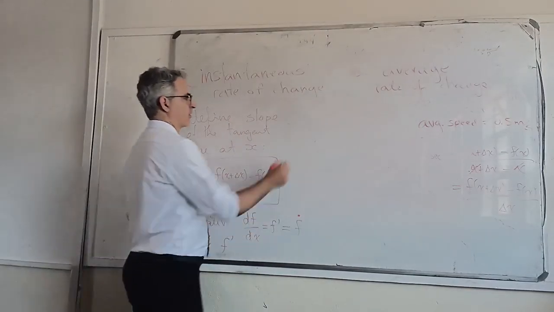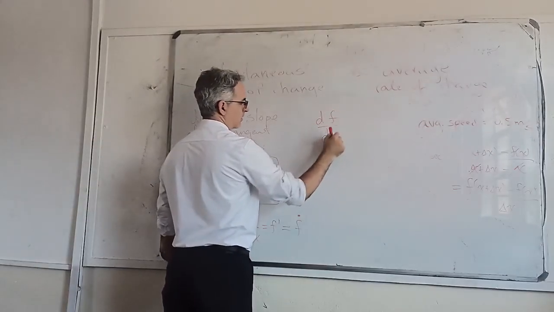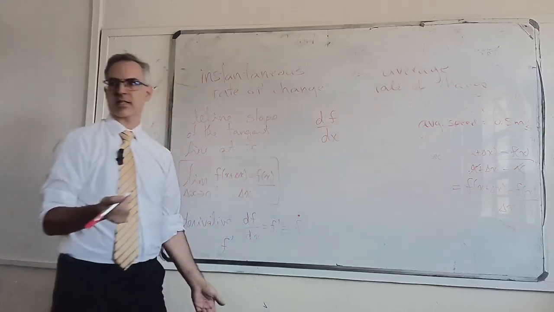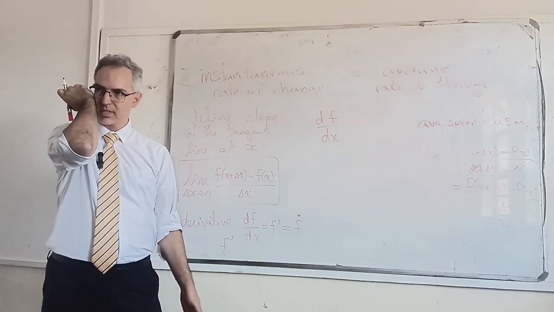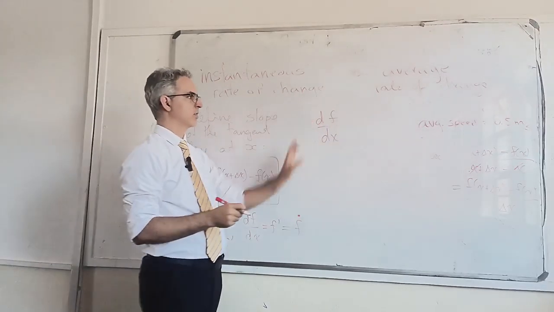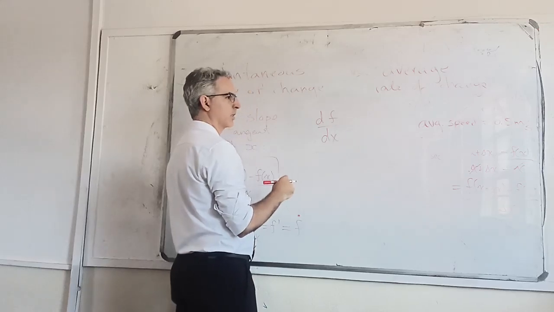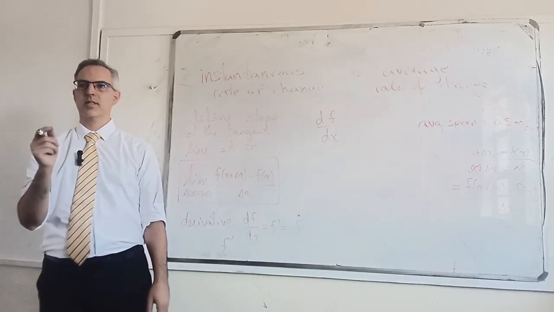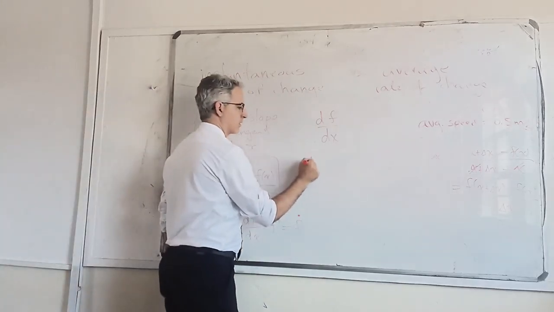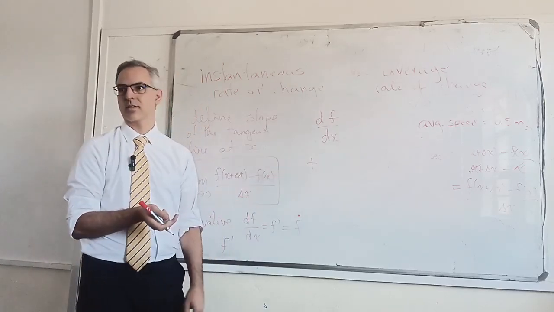I want to make one thing clear. When we write df dx, this looks like we're dividing something, right? I want you to think of this as not a division. This is an operation. An operation is like a symbol. What symbol is this?